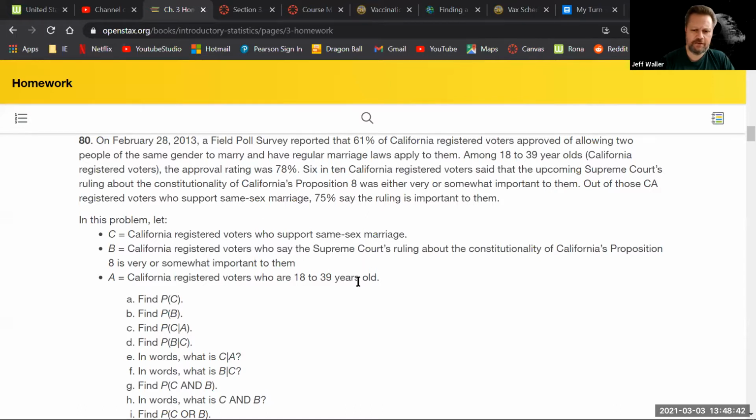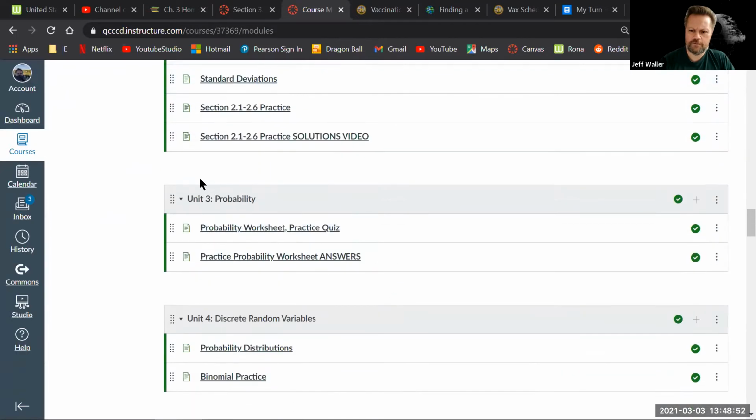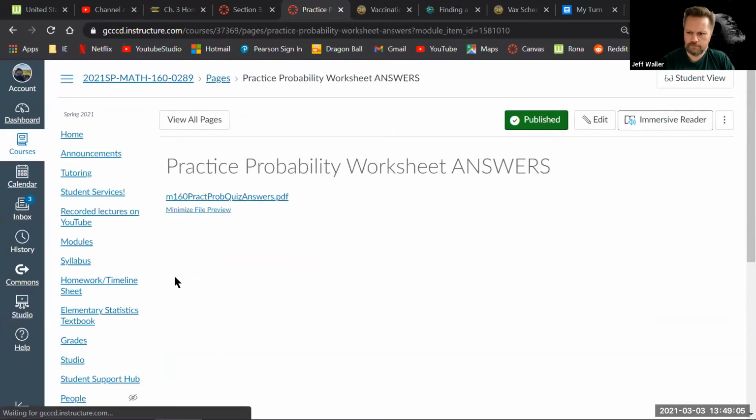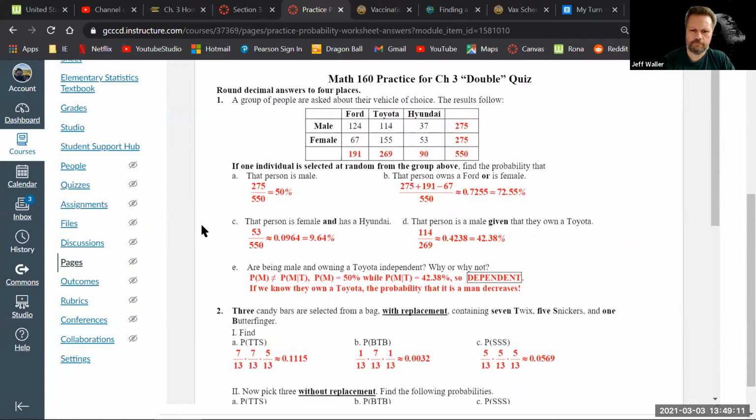Anything else, guys? Homework or the practice quiz? Let me see, I was going to show you where that was. If you go to Unit 3, there's the probability worksheet with the practice quiz on the back, and then here's the practice quiz answers. All right, guys, let me ask one more time, because if nobody has questions from chapter 3, we're just going to keep going. Does anyone have questions from chapter 3 in any form?